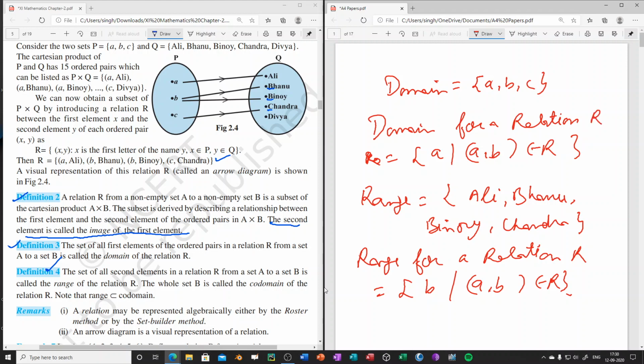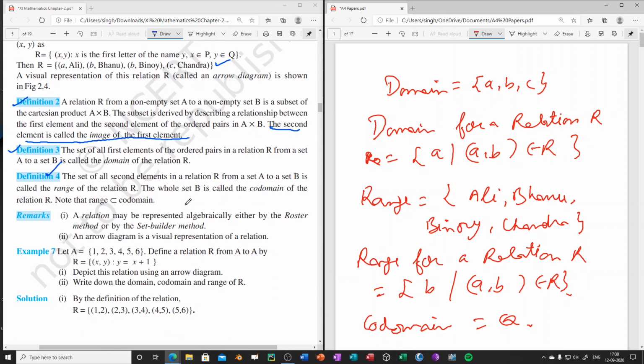Now next, what is the meaning of codomain? Codomain is the entire second set. Out of P and Q, this is the first set and this is the second set. So codomain will be the second set. In our case, codomain equals Q. So if A cross B is the Cartesian product, and R is a subset of A cross B, then we say that B is the codomain of R. It's a very simple one.